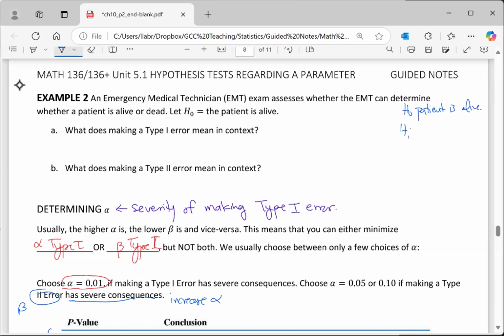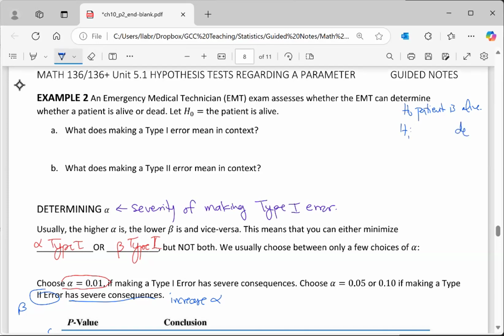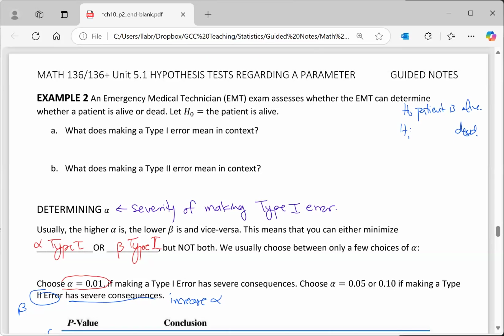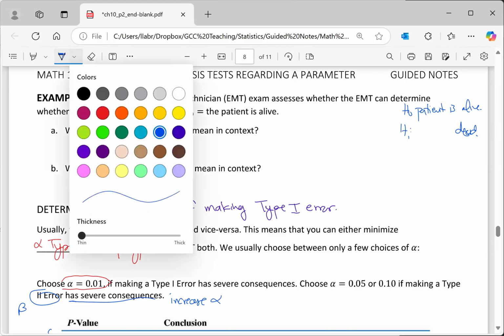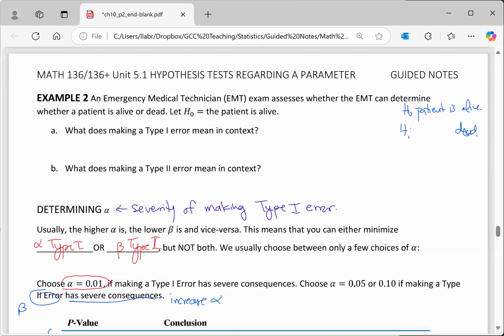And then that means that the null would be that the patient is dead. Okay, so what does making a type 1 error mean in this context? If you forget, just go ahead and take a look at your little table on the last 2 pages. So what is making a type 1 error?